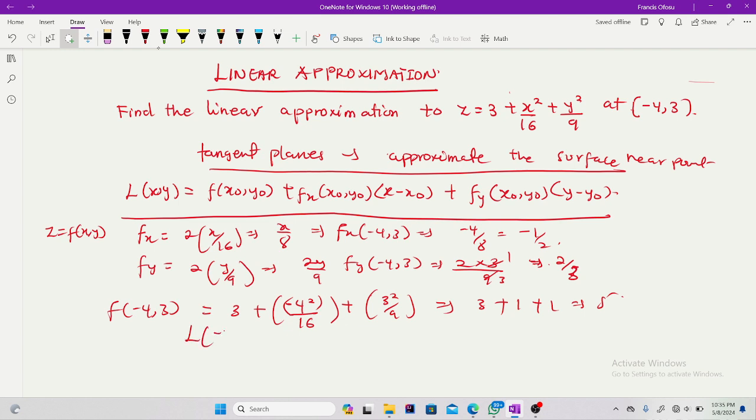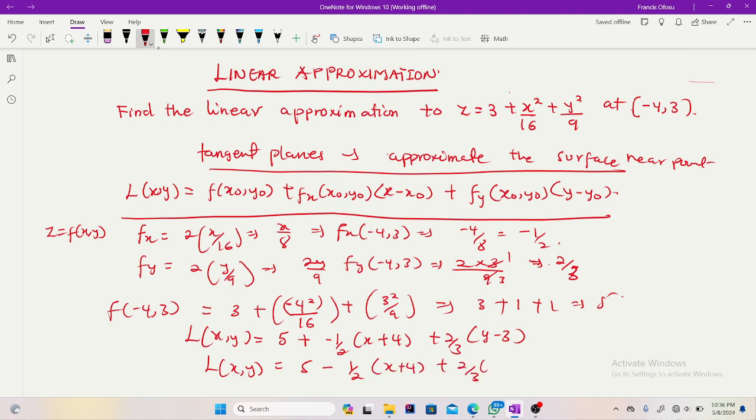Sorry, the linear approximation is just a function. It's L of xy, not x naught. So linear approximation generally is going to give us f of x naught y naught, which is our 5, plus fx of x naught y naught, that is the partial derivative at that particular point. We had it to be negative half. So minus half multiplying x minus x naught. The x naught is negative 4, so x plus 4. Then I also have plus 2 on 3, which is the fy at this point, multiplying y minus 3. So L of xy, the linear approximation of the function, can be given as 5 minus 1 over 2 times x plus 4 plus 2 over 3 times y minus 3.